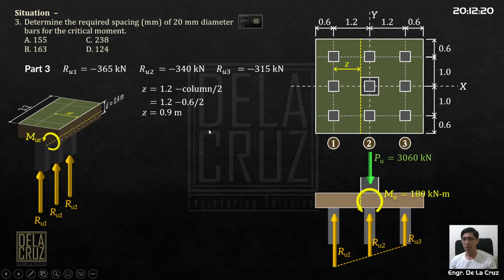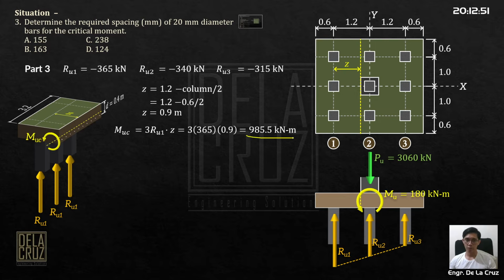0.9 meters. Then after that, the critical moment at that section is just equal to tatlong RU1. Okay? Tatlong RU1 times the distance Z. So yan, no? From here to here. Moment dito. So, RU1 times Z. So, i-react yan ng internal moment. 3 times 365, RU1, times Z na 0.9. We have 985.5 kN-m per meter.